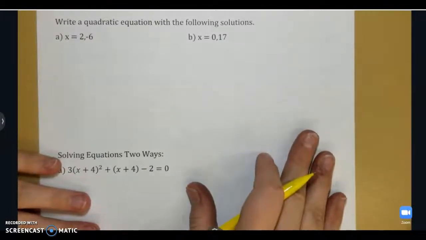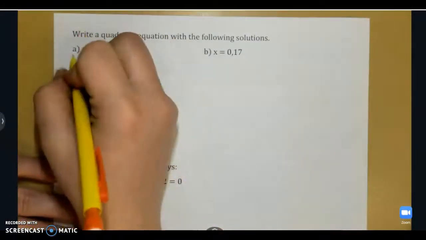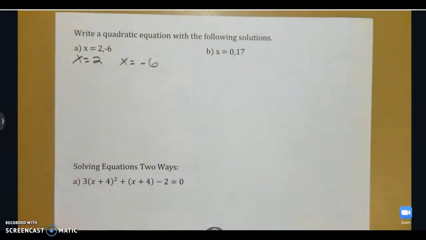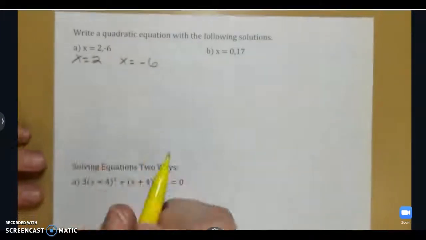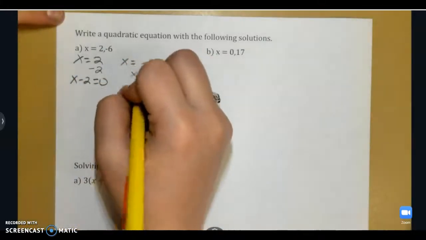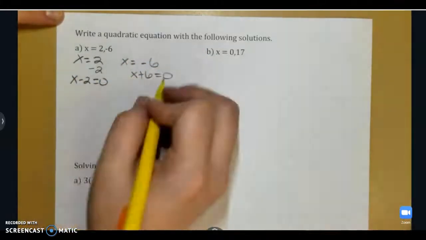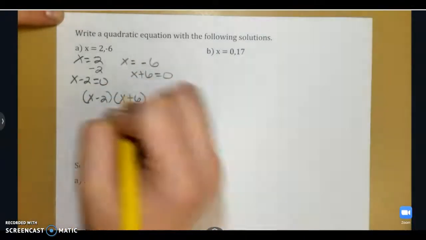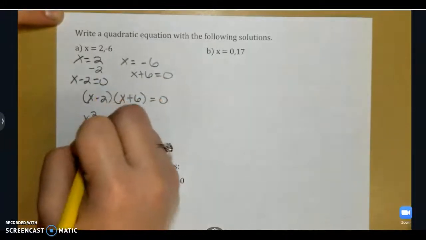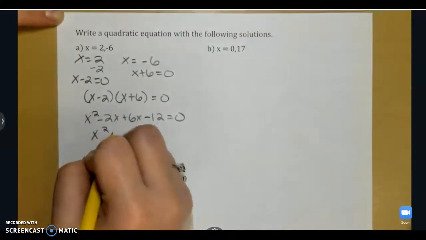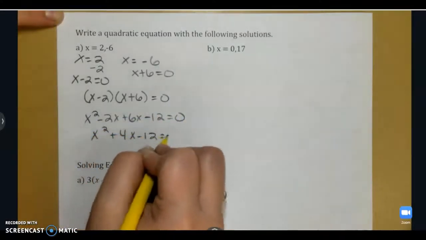If I'm given the solutions and I want to write a quadratic that has those solutions, so first, if x was 2 and x was -6, remember this came from saying x with some operator equaled 0. So let's get it back in that form. So x minus 2 equals 0 and x plus 6 equals 0. So that means this factored expression was x minus 2 times x plus 6. So now if I FOIL this, I'm going to get my quadratic with those two solutions.